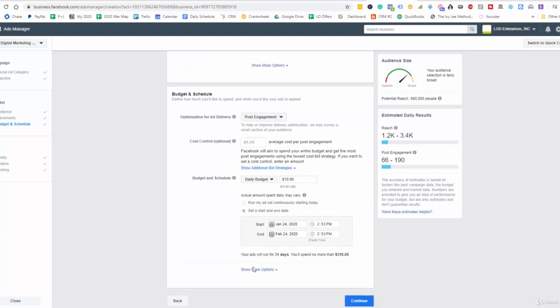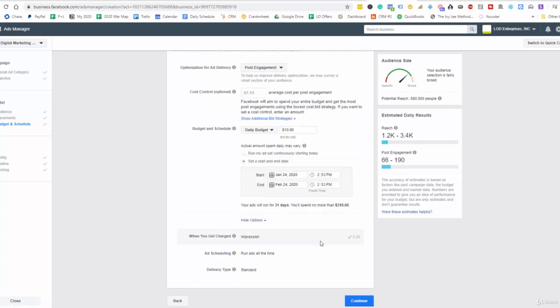So let's go down over here now to the show me more options. Now, you're going to get charged per impression, right? This is not Google PPC. We're not getting charged by click. We're getting charged by each time somebody sees the ad. And then we have the ad scheduling here and the delivery type. So the delivery type, I'd leave this as standard here. I wouldn't worry about this.